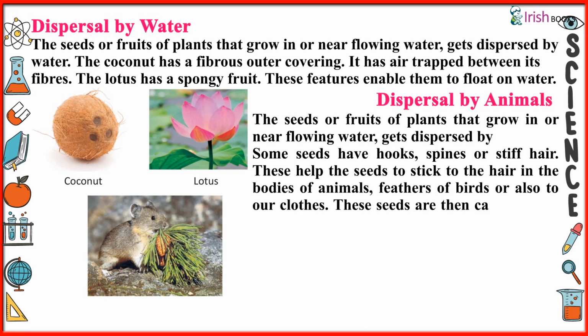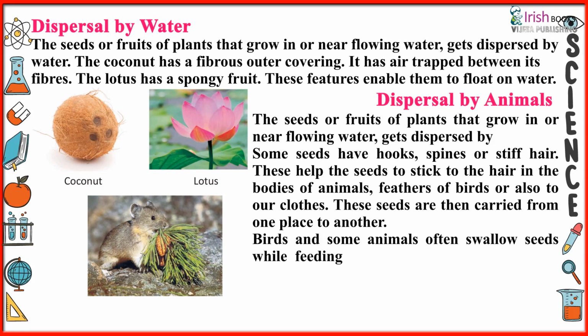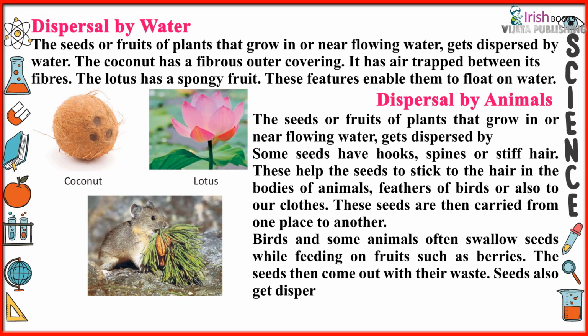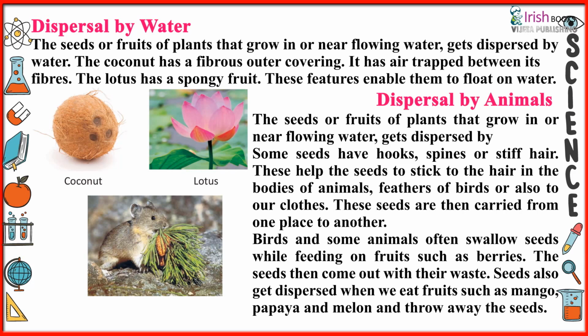Birds and some animals often swallow seeds while feeding on fruits, such as berries. The seeds then come out in their waste. Seeds also get dispersed when we eat fruits such as mango, papaya, and melon and throw away the seed.